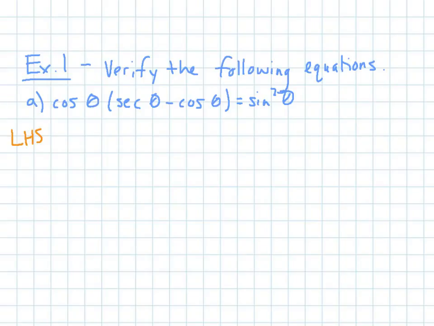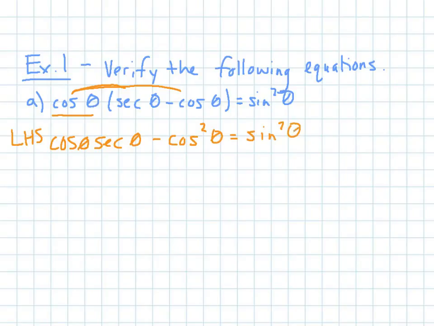Okay, so here I see that cosine of theta is being multiplied to parentheses. One thing I like to do is get rid of parentheses. So distribute through. So cosine theta times secant theta minus cosine times cosine is cosine squared theta equals sine squared theta.